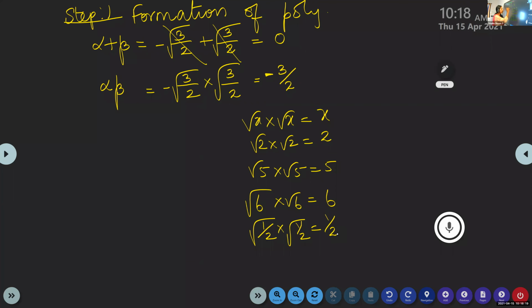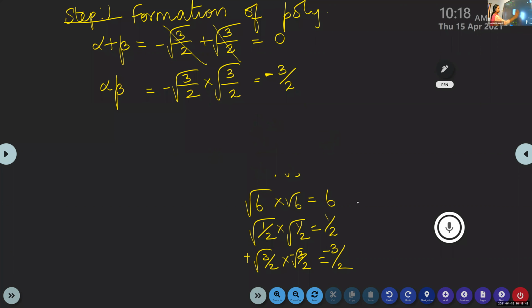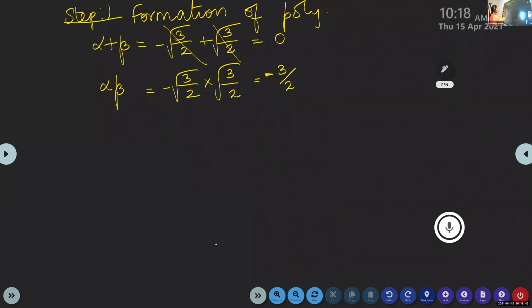Same way here also, children. We have root 3 by 2 into root 3 by 2. So within the root, the same number means we can write this as 3 by 2. But here one is positive, the other term is negative, so positive into negative, we will get negative. So the product is minus 3 by 2 and the sum is 0. Once the product and sum are given, we can write the polynomial.